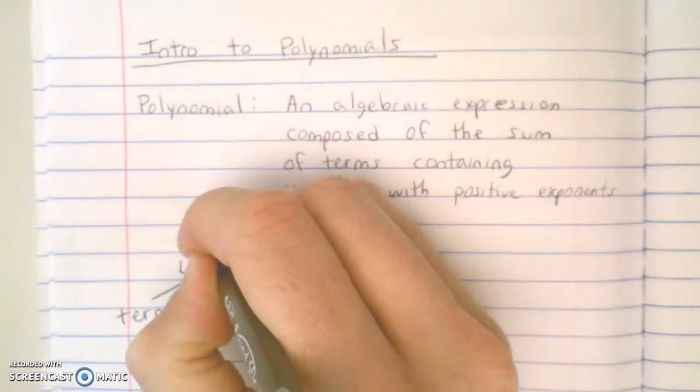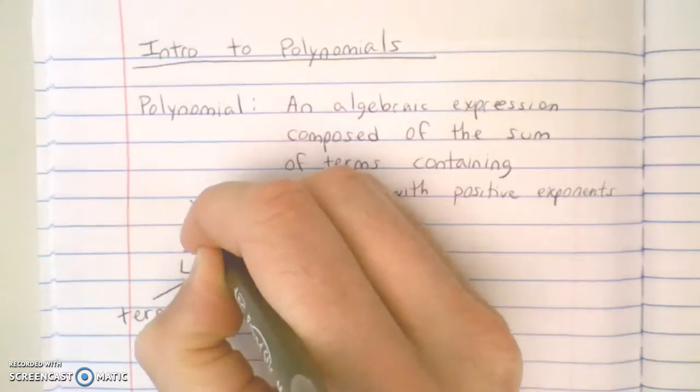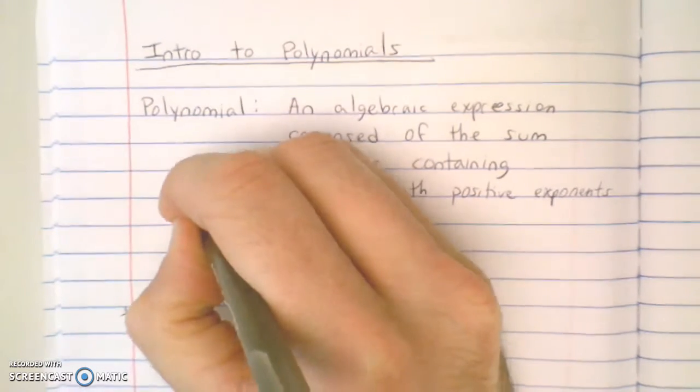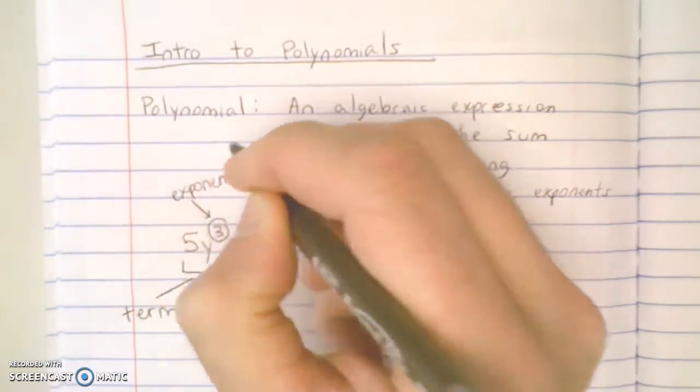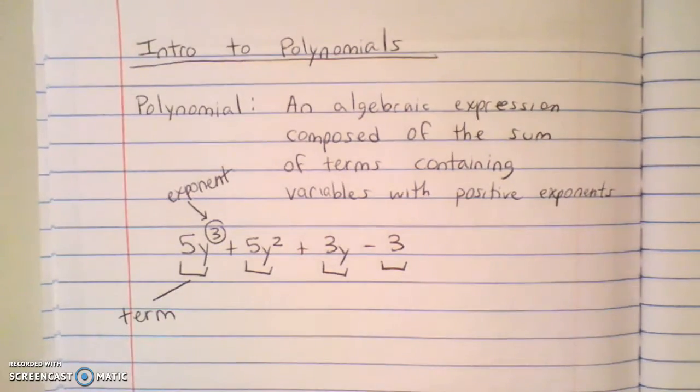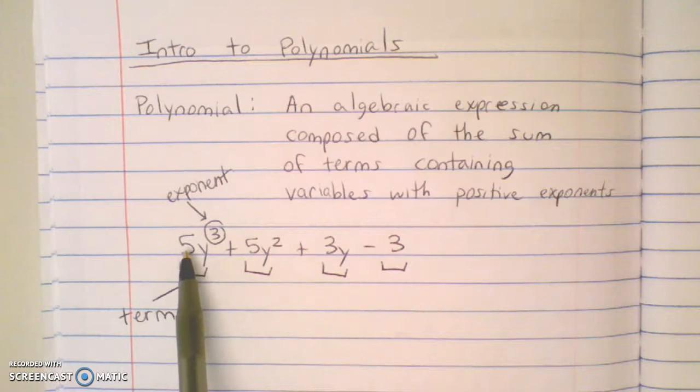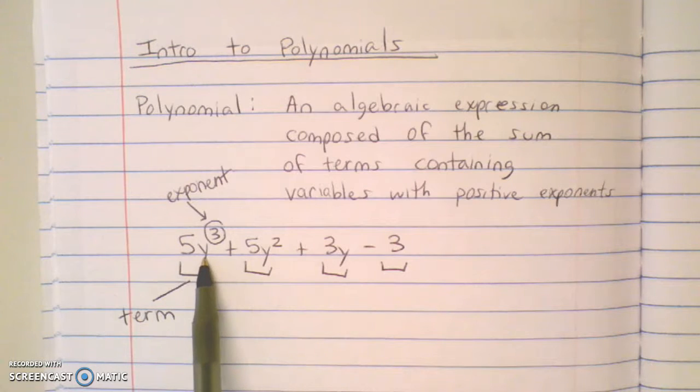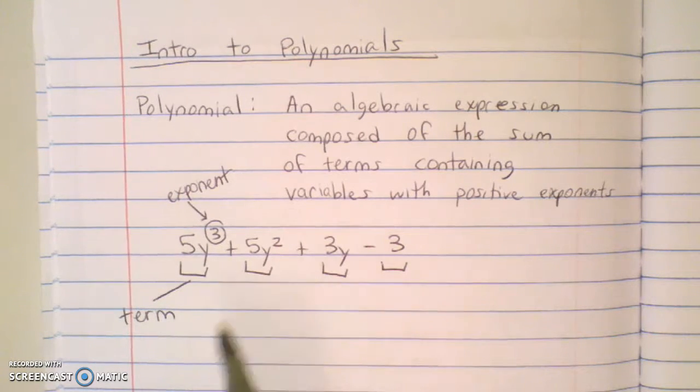Here is my exponents, which we learned about when we did the investigation of properties of exponents. And then other words you should be familiar with are coefficient, which is the number in front of the variable, and then variables, which are just the letters. So in this case, the variables are y. So that's a polynomial.